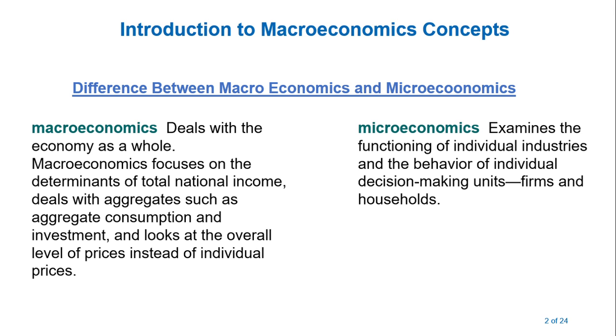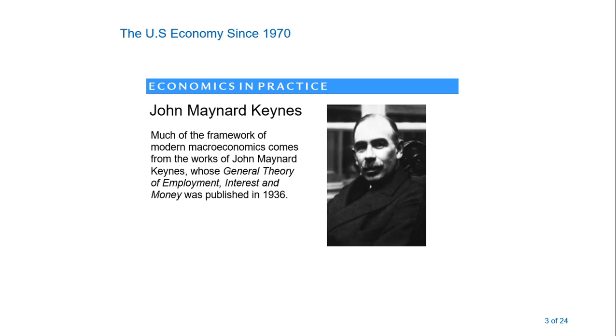So for macroeconomics, the focus is on determinants of total national income, that is the whole nation's income. It deals with aggregation, that is summation of all consumption, summation of all investment, and it also looks at the overall prices of goods and services instead of individual prices that are looked at in microeconomics.